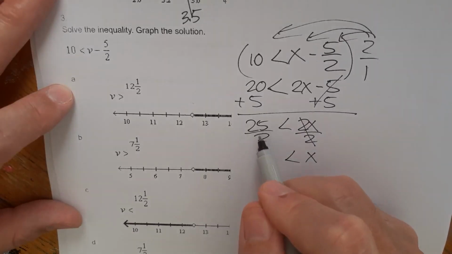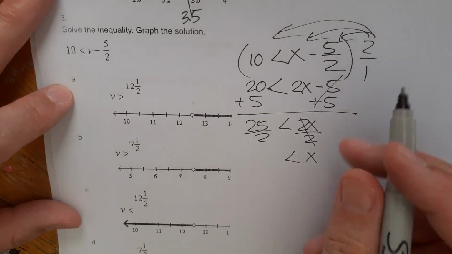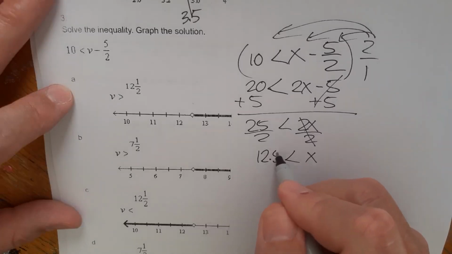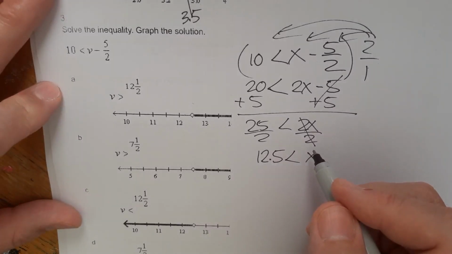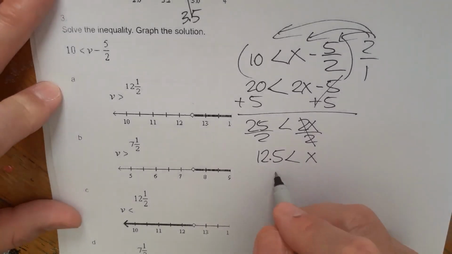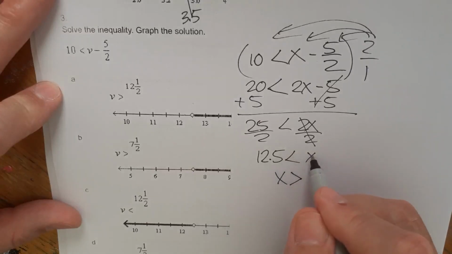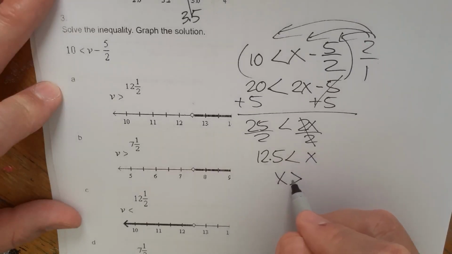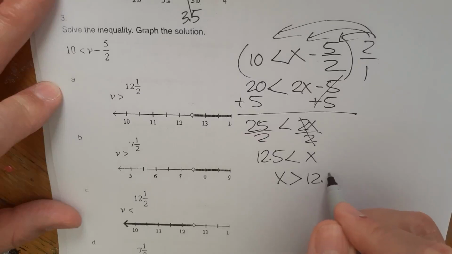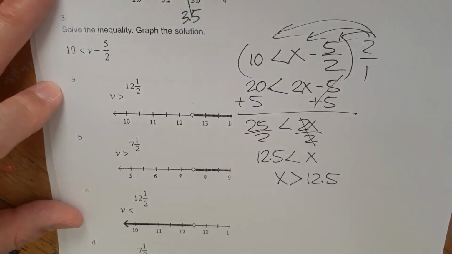x is greater than 25 over 2. Is that 12 and a half maybe? 12.5? So let's see. I'm going to flip it. x is greater than. See how the greater than is toward the x? If you flip it, the greater than remains toward the x. 12.5. So x is greater than 12.5.